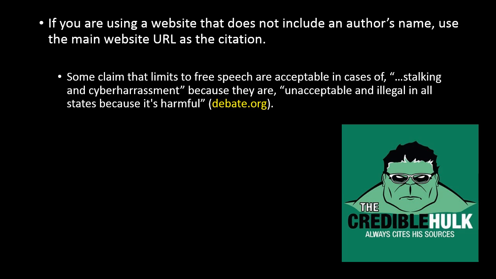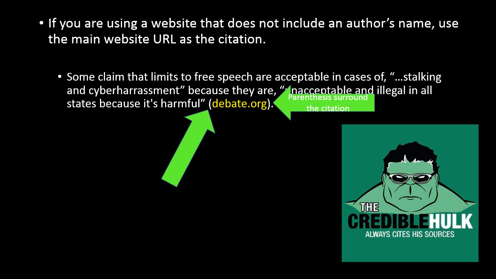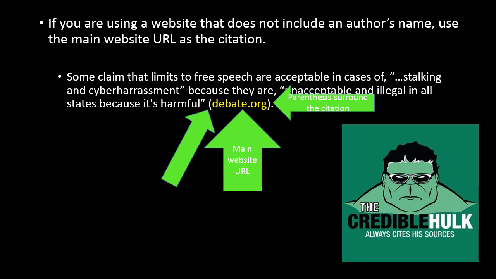However, there will be times when the author's last name is not available to you or there is no author's last name. In these circumstances, you need to use the first word from your works cited page for the appropriate entry. For example, this quote from debate.org does not have an author. The first word of the works cited citation would be the name debate.org, so this is used as the in-text citation reference. The parentheses still surround the citation, and it is the main website URL that would appear first in the works cited, so it appears for your in-text citation.